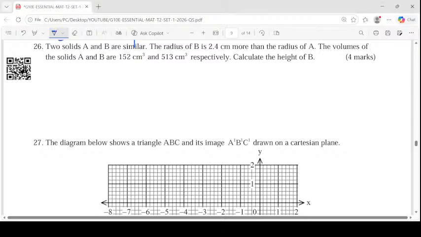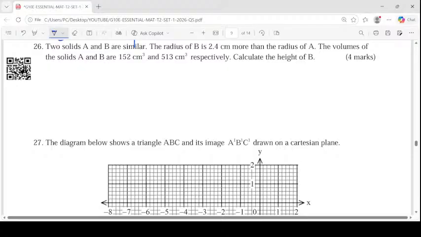Question 26. Two solids A and B are similar. The radius of B is 2.4 centimeters more than the radius of A. The volumes of the two solids are 152 and 513 cubic centimeters. Calculate the height of B.